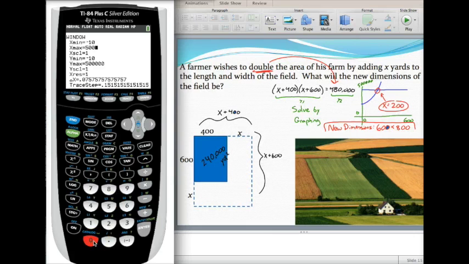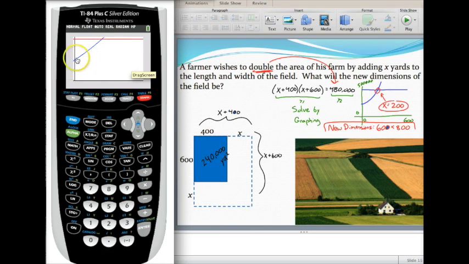If I don't find an intersection, and if my window's no good, then don't get upset about it. Just try another window. So let's see this time if I can see an intersection point. So there's my parabola, part of it curving upward. There is my horizontal line, and good, I do see an intersection that I need.